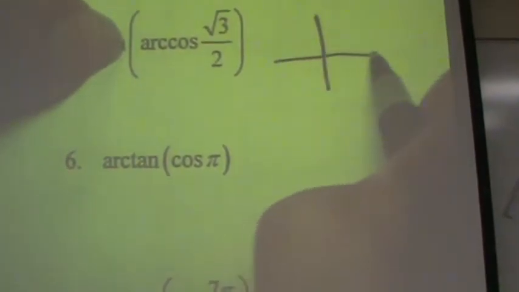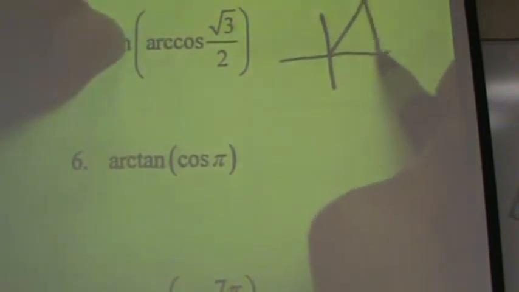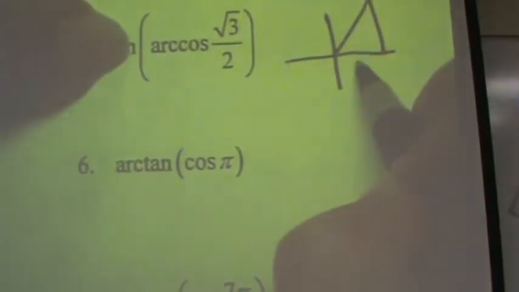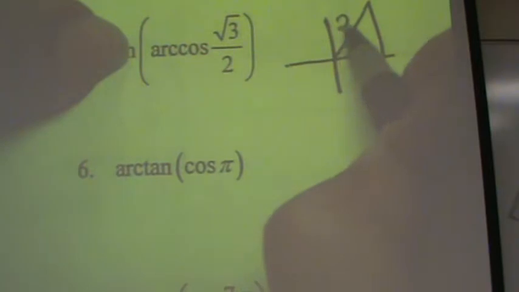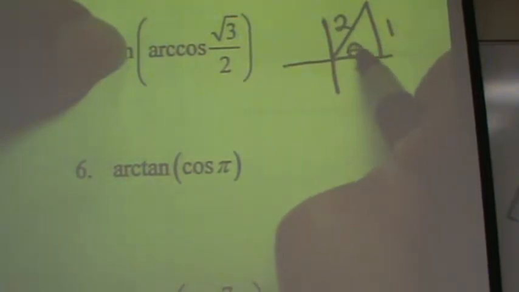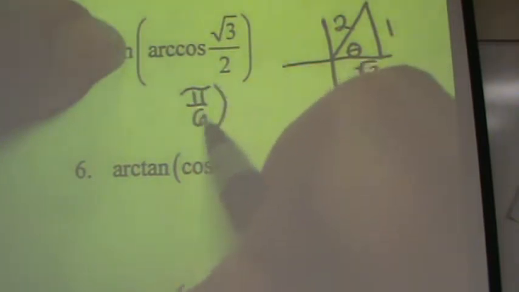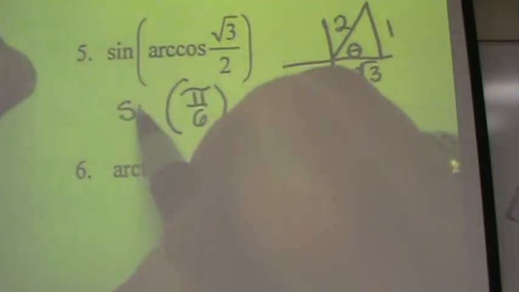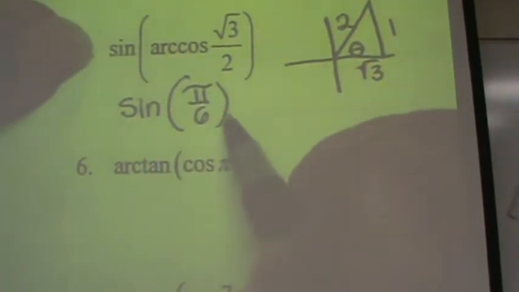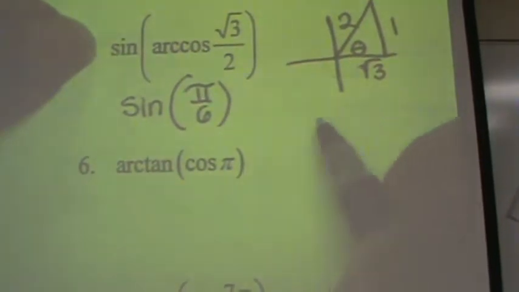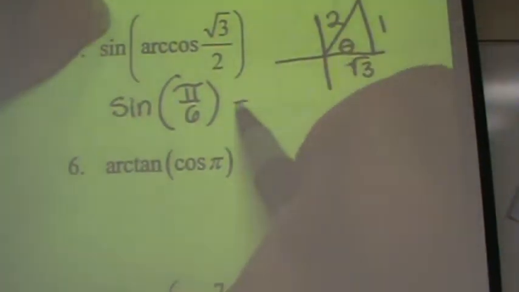Okay, next one. Arc cosine. Okay, so it's either 1 or 2. Well, it's 1. Why am I going to put this in quadrant 1? Because it's positive. So what angle is this right here? It's a 30, so pi over 6. So now I want to know what is the sine of a 30-degree angle? Well, sine is opposite over hypotenuse, so it's 1 over 2.